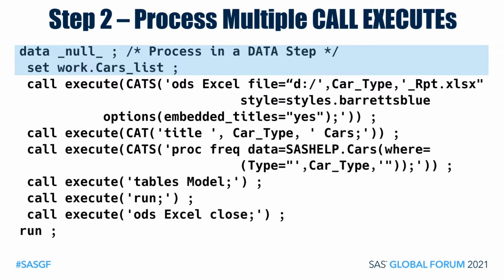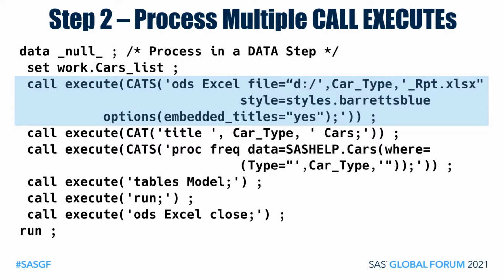With step one completed, we're now going to process the multiple call executes. Step two is going to, in the data step, because call execute is a data step type of routine, specify a null process, and we're going to read the contents from our control data set in the set statement. Our first call execute statement is going to open up the Excel destination, assigning a unique name to each one of the different car type Excel spreadsheet files that we're going to create with the XLSX extension at the end of the car type spreadsheet. Style equals styles.barrettsblue, and we're going to embed titles.